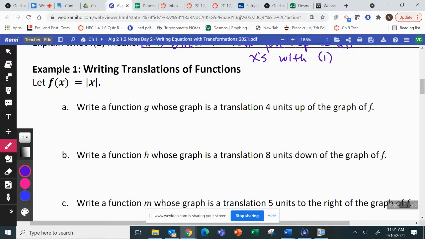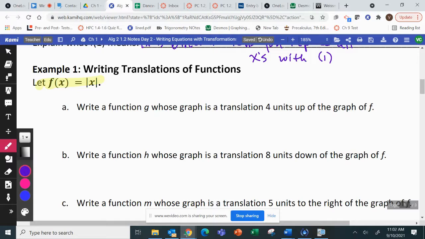Okay. All right, so today is all about writing equations from words. We don't have to graph them. We're going to write the equations. So we're going to start with f of x equals absolute value of x. They are telling that to us in the directions, so we know that is the original function we are starting with every single time.